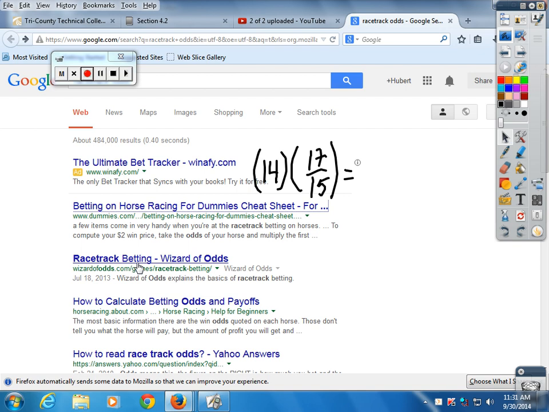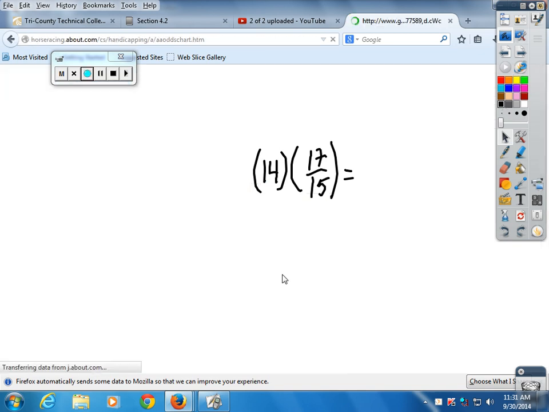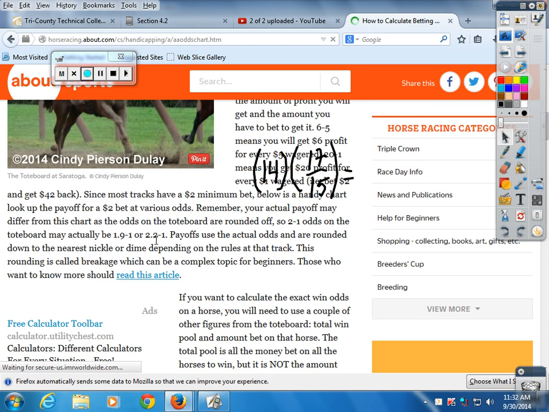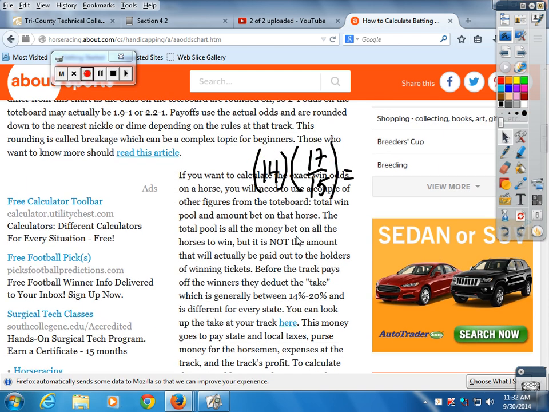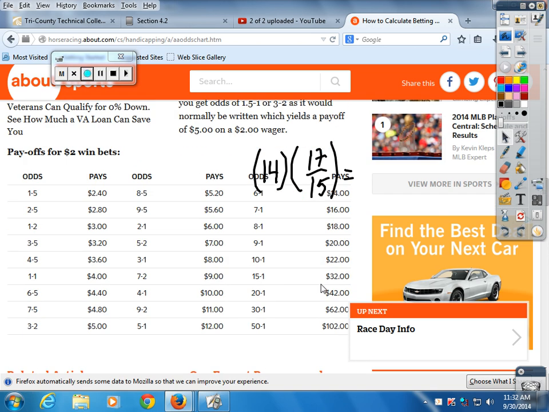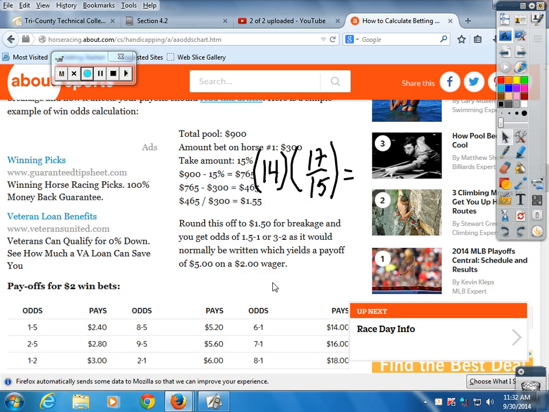I don't know. Racetrack, how to calculate betting odds and payoffs, and it talks to you about that. There you go. 2 to 1 odds, but I'm trying to tell you that they're not 2 to 1 odds. Usually... there we go. Here we go. The dark horse. There it is. If you bet $12, 50 to 1, you win 102. And there's your odds right there.